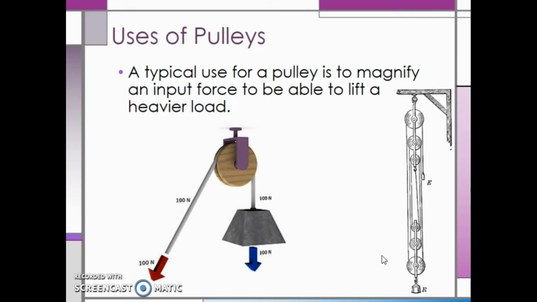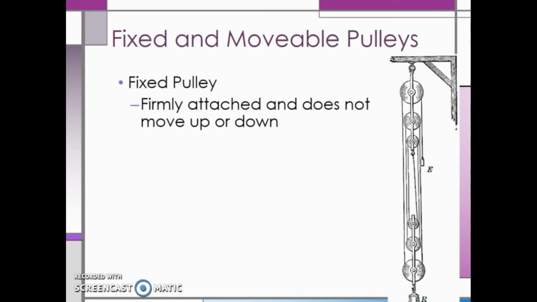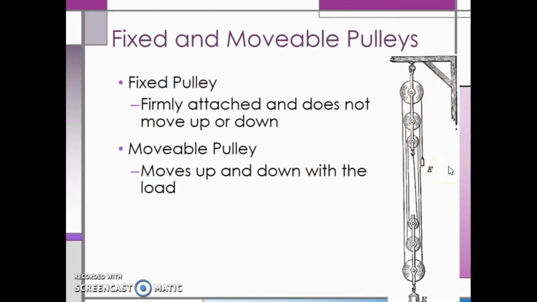As a matter of fact, the 3 pulleys on top are all fixed pulleys, and the 3 pulleys on the bottom are all movable pulleys. Again, a fixed pulley is firmly attached and does not move up or down like the 3 on top. A movable pulley always moves up and down with the load, like the 3 pulleys on the bottom.